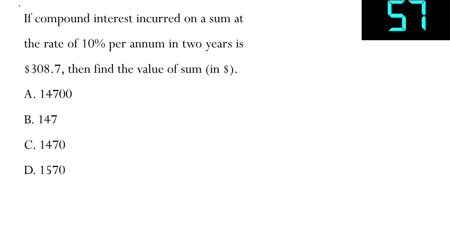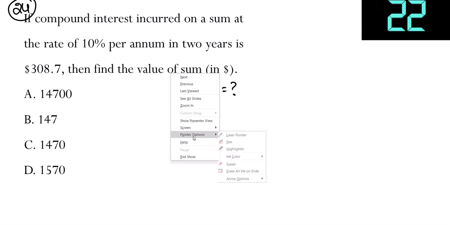Now focus on this compound interest related question. Sum means principal is the question. What is the principal value? 10% per annum in 2 years is 308.7 compound interest. Calculator not allowed. Please take a note of that. Calculator not allowed. Then listen, my simple logic here, guys, options are given, no?